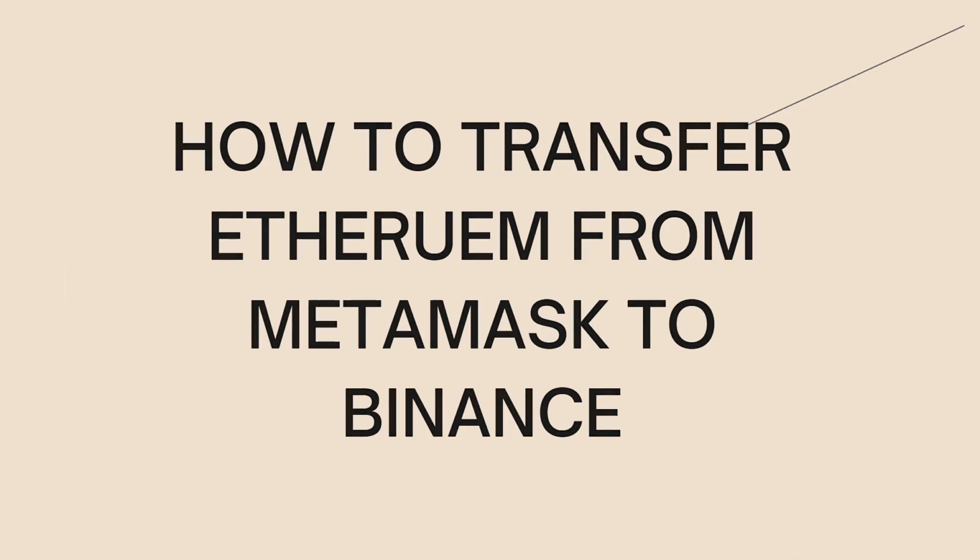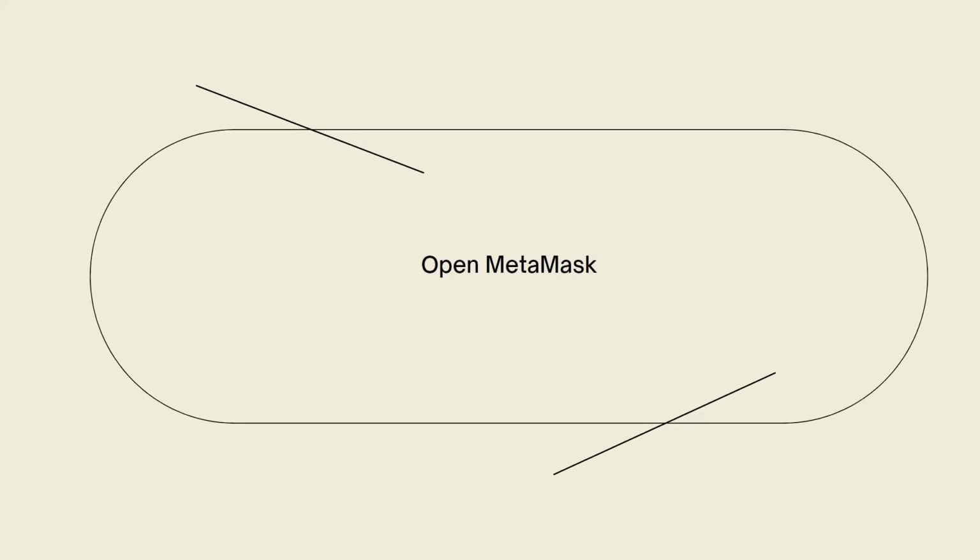First of all, what you need to do is open MetaMask. Launch the MetaMask browser extension or mobile app and ensure you are logged into your MetaMask wallet. Now obtain your MetaMask wallet address. Navigate to the Assets tab in MetaMask and click on Ethereum. Copy your Ethereum wallet address to the clipboard. This address will be used as the sender address when transferring Ethereum to Binance.